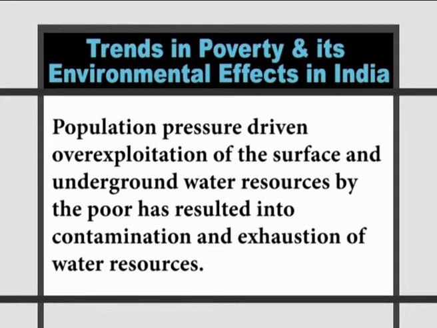Population pressure-driven over-exploitation of the surface and underground water resources by the poor has resulted in contamination and exhaustion of water resources. Urban population is also using rivers to dispose of untreated sewage and industrial effluent. The result is that health of those dependent on untreated water resources is increasingly at risk. Moreover, degraded environment can accelerate the process of impoverishment, again because the poor depend directly on natural assets.